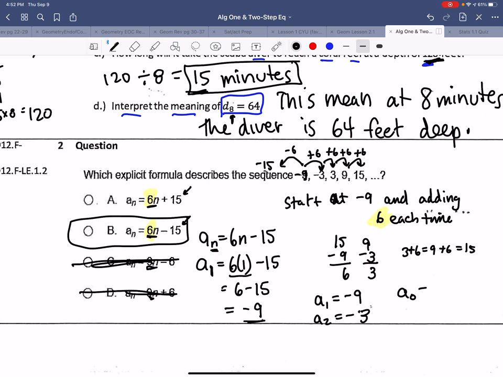So the first number in the sequence is -9. That's exactly what we were hoping to see. If you're still not sure, we can try it out with the second number in the sequence.